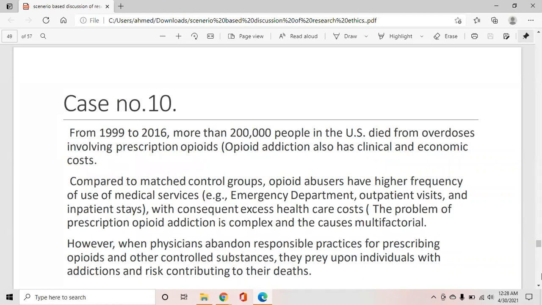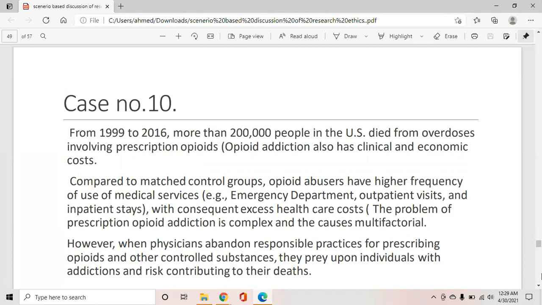Case number 9. From 1999 to 2006, more than 200,000 people in the US died from overdoses involving prescription opioids. Opioid addiction also has clinical and economic costs. Compared to a matched control group, opioid abusers have a higher frequency of use of medical services, for example, emergency departments, outpatient visits, and inpatient stays, with consequent excess healthcare costs.